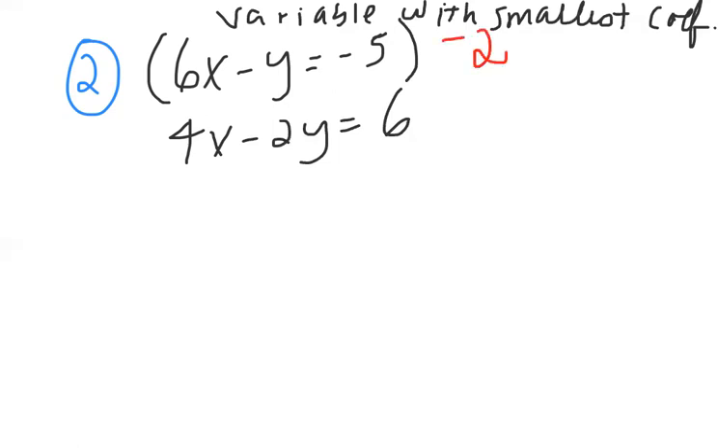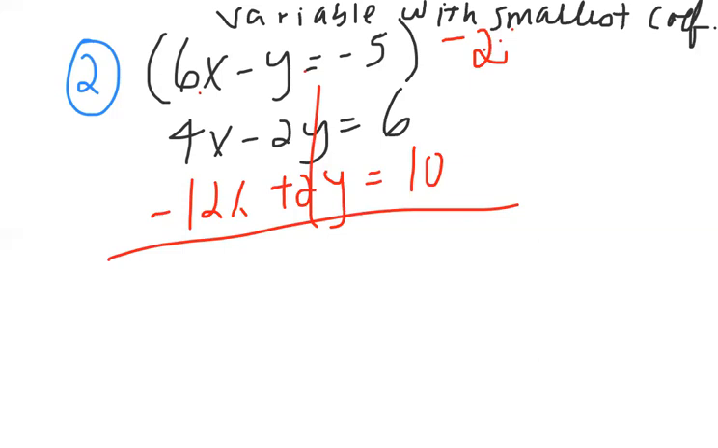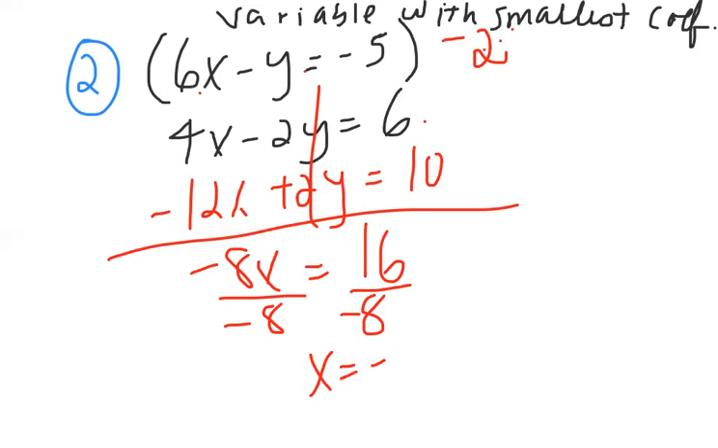And so when you multiply by that -2, guys, you're going to multiply every term by the -2. So you're going to take -2 multiplied by 6x. That's going to give you -12x. Then you're going to take -2 multiplied by -y. That's going to give you +2y. -2 times -5 gives you +10. Now, this cancels out. You add, and you get -8x. And 6 plus 10 gives you 16. And then you want to divide both sides by -8. So x is equal to -2. And just like that, guys, we have the value of x.